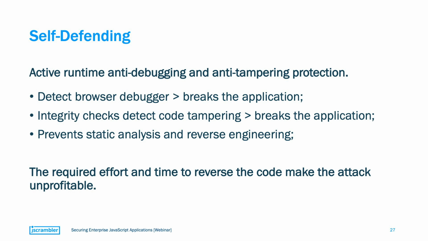First, it gives the source code the ability to detect when a browser debugger is open and breaks the application immediately, preventing dynamic analysis. Second, it scatters the integrity checks throughout the entire protected code base, so that whenever a piece of code is changed, the application also breaks. This prevents static analysis and reverse engineering of the protected code. With RASP as a third layer of security, we make it completely unprofitable for attackers to understand or tamper with our code.